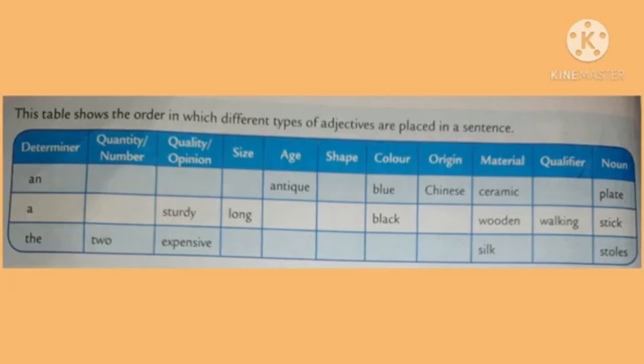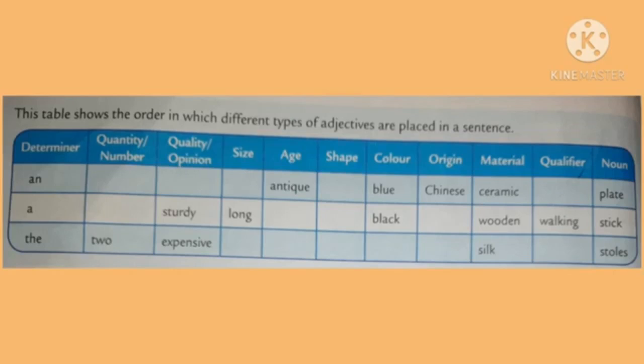Next one, size. Fourth one, size. What size? Example, long, large, big, little, small, fat. After that, age. Example, antique, young, old, middle-aged. Sixth one, shape. Shape of the noun, whether it's long or short or square.